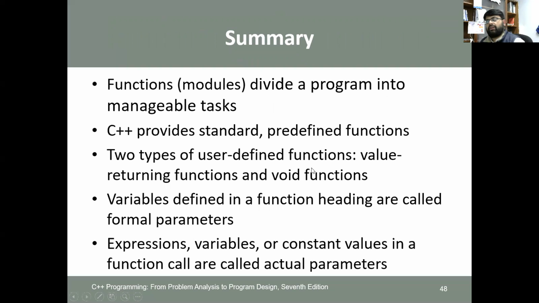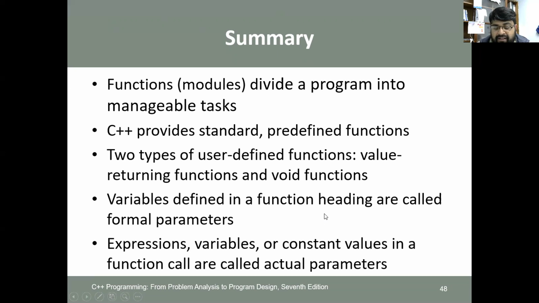So to summarize the whole lecture, functions or modules divide a program into manageable small tasks that we can then debug easily, and perform a small subtask at a time. C++ provides standard predefined functions. For example, we saw the random function, the floor function, the power function, and the square root function. Two types of user-defined functions are value returning functions, those that return a value, and void functions, which do not return anything. Variables defined in a function heading are called formal parameters.